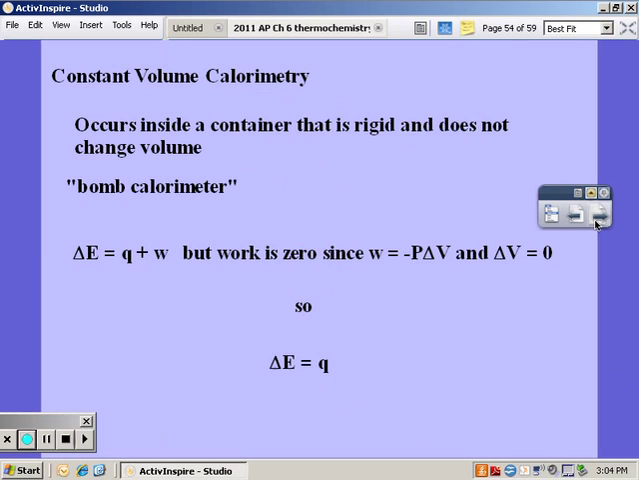A constant volume calorimeter has a rigid container so it doesn't change volume. It's also called a bomb calorimeter. Because volume doesn't change and work is equal to pressure times the change in volume, and the change in volume is 0, then work is 0. So delta E, or change in energy, is only equal to heat.